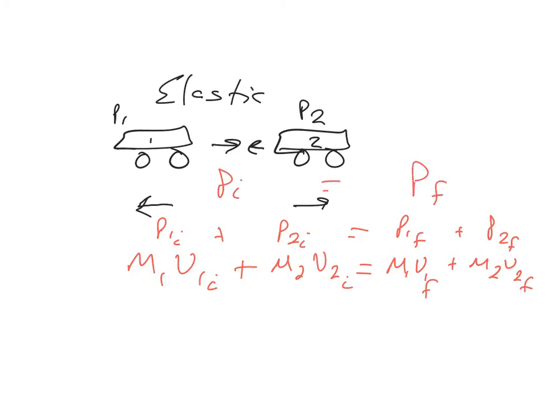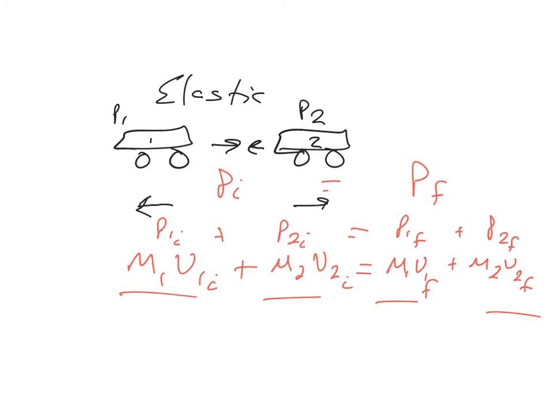Momentum is always conserved unless there's an impulse, just like energy is always conserved unless there's work being done. So the momentums of each of the carts have to be conserved. In this case, it's kind of cool. If the masses of the carts are identical, the momentums will just switch.